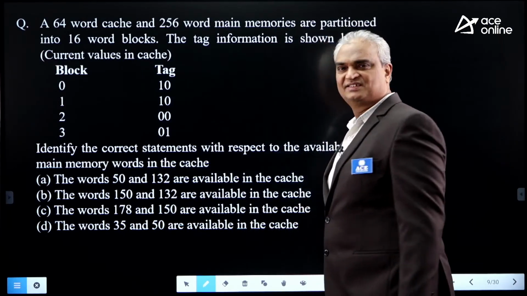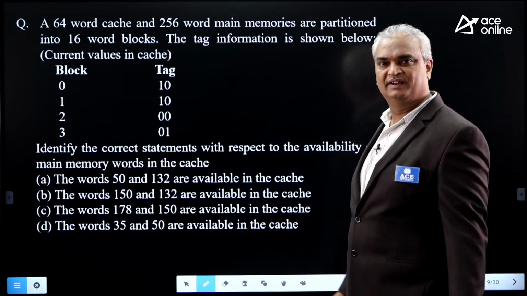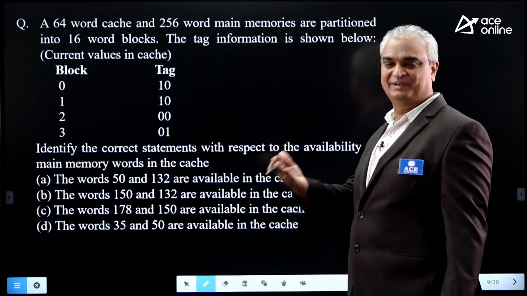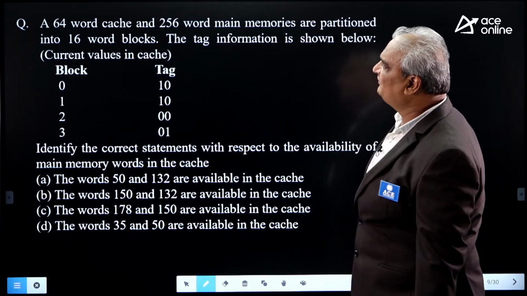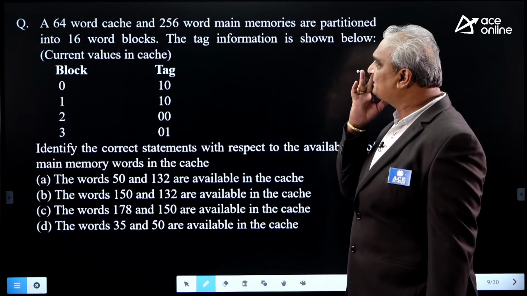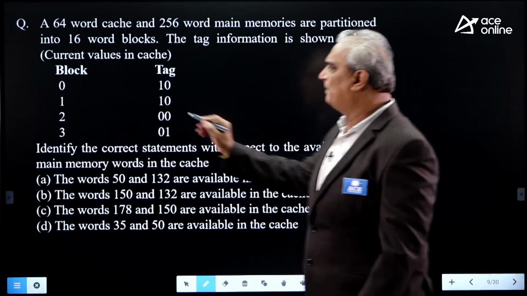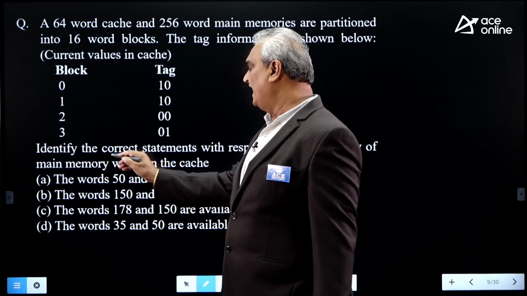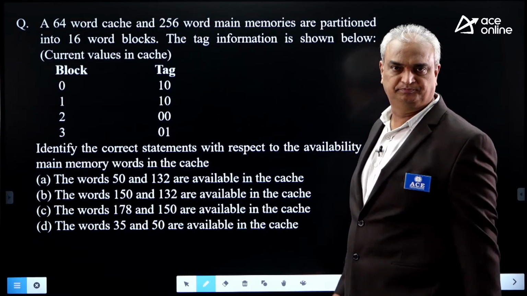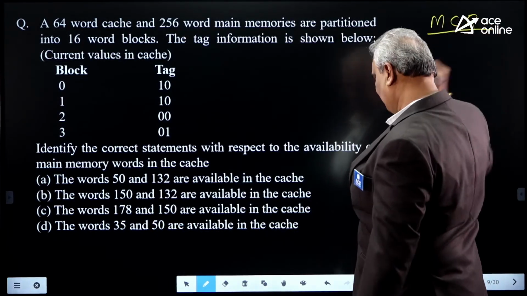Now look here, excellent question it is. First read the question carefully, take 2 minutes time, no problem. Understand the question, then only you can understand my explanation. A 64-word cache and 256-word main memories are partitioned into 16-word blocks. The tag information is shown below. Current values in the cache are like this. Block, tag, identify the correct statements with respect to the availability of the main memory words in the cache. He gave 4 options. It is also an MCQ question. First read the question carefully.